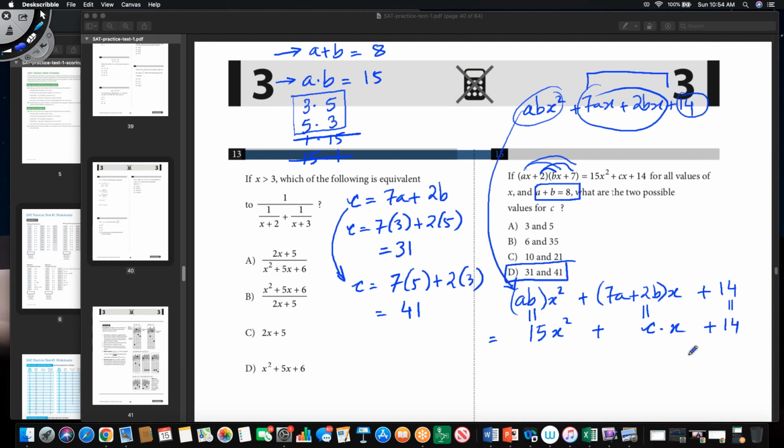And this is a very common type of problem. Whenever you see this, make sure that you convert both the left and the right into standard forms, which are ax squared plus bx plus c forms. And then you have to equate the coefficients of the like terms: equate the coefficients of x squared, equate the coefficients of x, equate the constants.